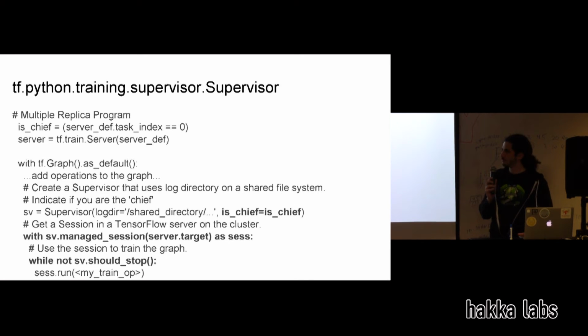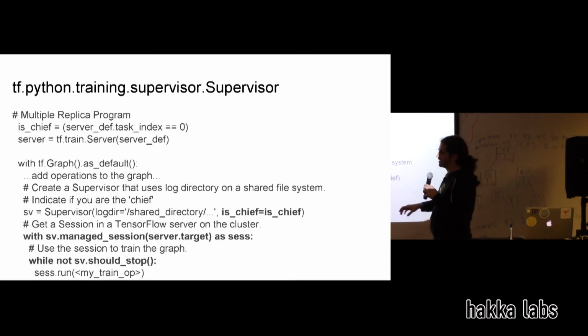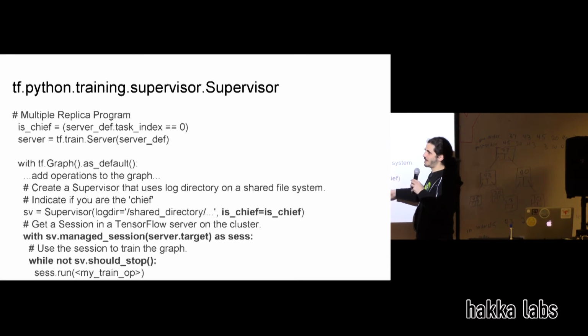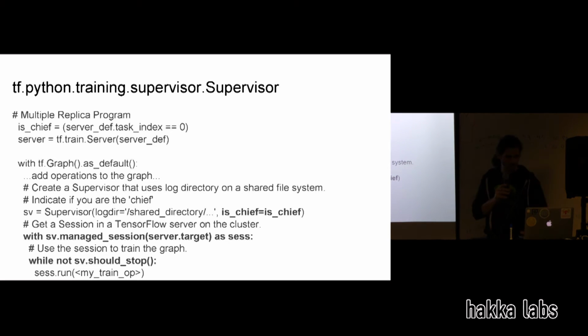Yes. So wait, but if the chief dies, that worker? Yes, if the chief dies, you already have the checkpoints. So you have to rerun from the checkpoint. No, if the chief goes down, you have to restart, saying, "Oh, the chief is the one that died." Okay.